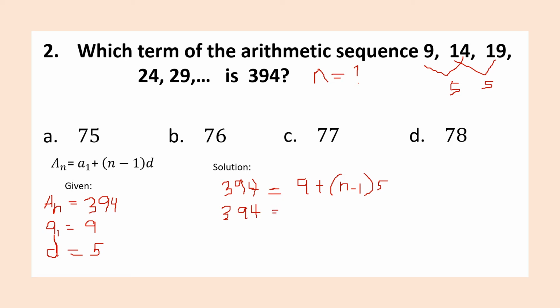is equal to 9 plus. Okay, multiply natin yung n sa 5. So, that will become 5n. And then, multiply naman natin yung negative 1 sa 5. So, negative 1 times 5 is negative 5. Okay. And then, ayusin muna natin itong nasa right side ng equal symbol or right side ng equation. Then, copy the rest. Okay? So, 394.